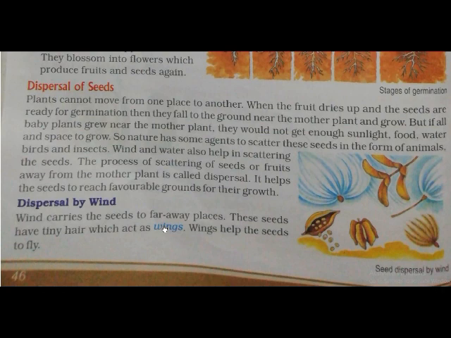If all the seeds grow near the mother plant, then lots of plants are going to grow in one place, and they will get less food and less sunlight. So they need to disperse to different places. How will they get dispersed? They will move from one place to another with the help of air, water and different things. They will move from one place to another, and then they will grow new plants.